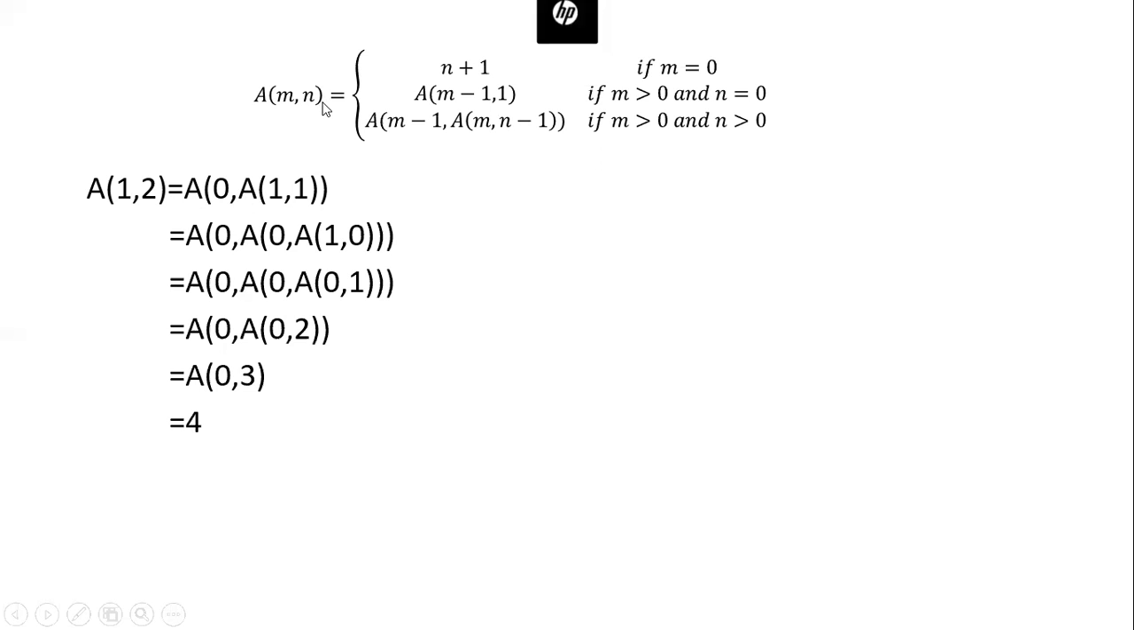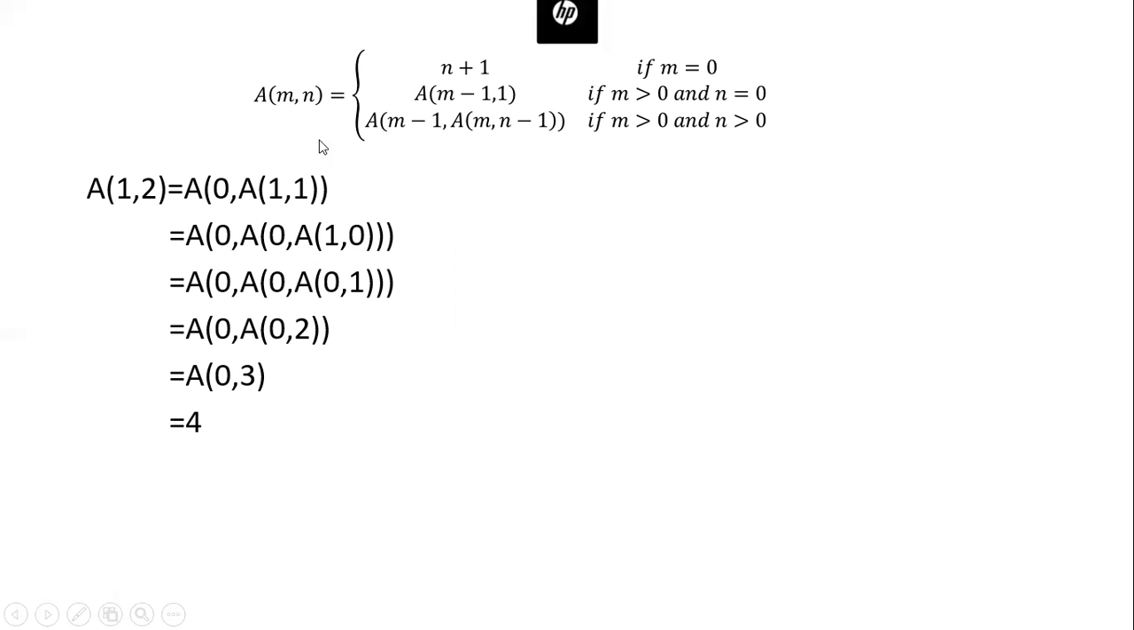In this, both m and n are 1, which is greater than 0, so it will again go to this case. We are going to evaluate A of m minus 1. m is 1, so we have 0 now. Then the second argument is A of m comma n minus 1. m is 1, n is 1, so n minus 1 is 0. Again, the innermost one is a recursive call, so we need to call A of 1 comma 0.